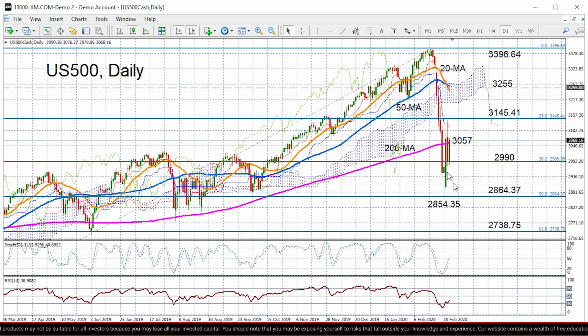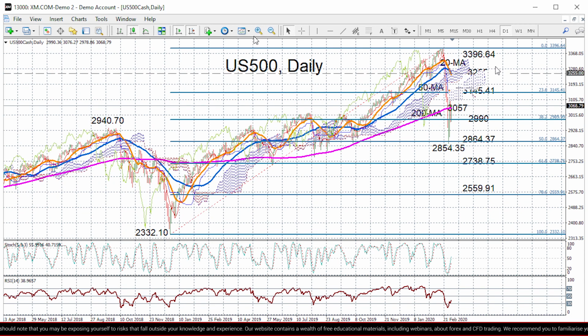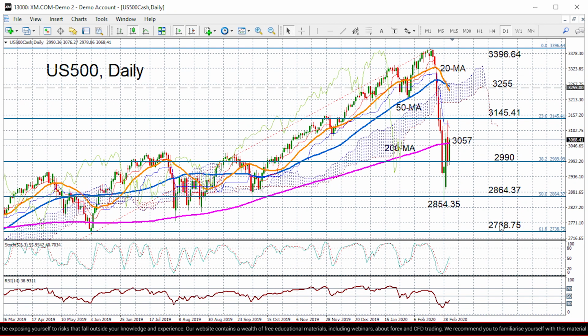the price action we did see a strong rebound of the 50% Fibonacci retracement of the up leg from 2,332 to 3,396. So that was around 2,864. In fact, specifically that level comes in at 2,854. At the moment, prices are hovering around the 200-day moving average, so that is proving to be a sticky resistance area.